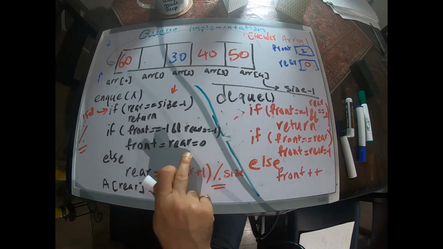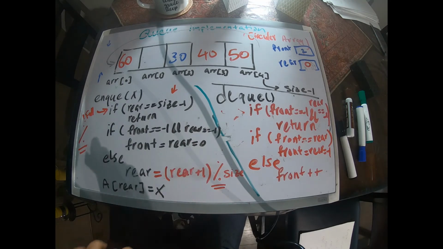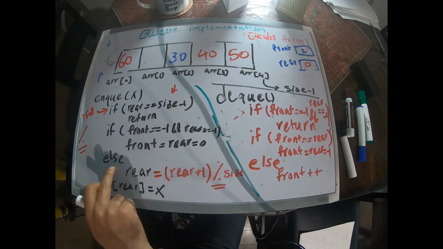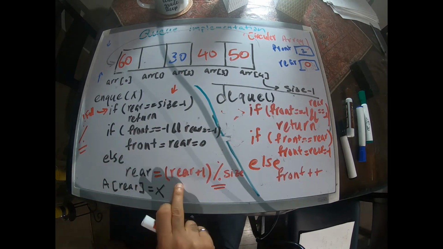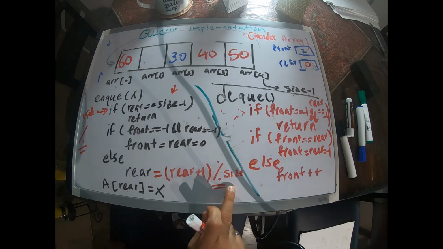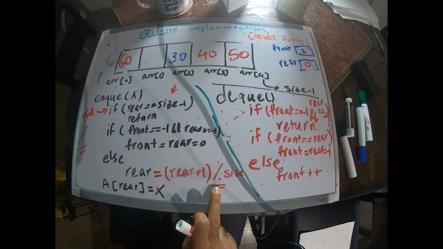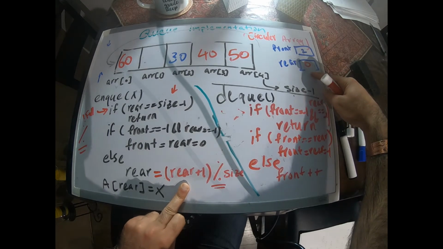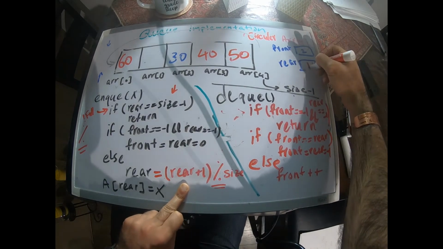And we have to reset both of them to 0. This is the first number that we're going to enter. If not, rear is going to be (rear plus 1) divided by size. Take the remainder. Let's look at it. Now rear is 0. 0 plus 1, it's going to be 1.